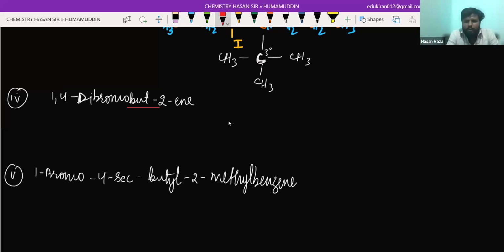Dibromobutane, that means 4 carbon and 2-ene. Let's say numbering, do the numbering in your mind, 1, 2, 3, 4. At the second position, there is a double bond, so I just wrote a double bond. 1,4 bromo. So 1. Got it.